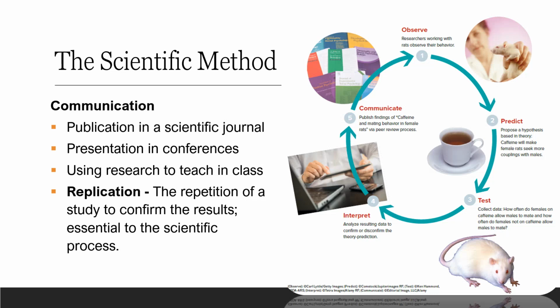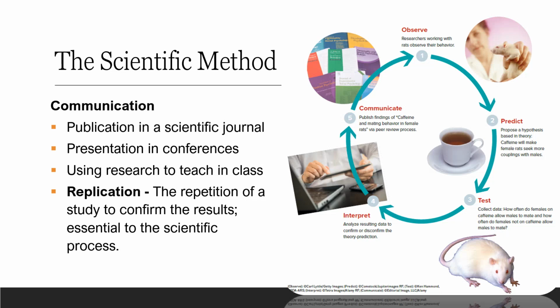scientific journal. So there are a lot of journals that you can see online. For example, Journal of Positive Psychology, Journal of Cognitive Psychology, Journal of Psychotherapy, Journal of Anxiety Disorders, Current Psychology, Journal of Educational Psychology. So there are a number of journals wherein they publish research under the umbrella of psychology. You can also present your paper in conferences. You can use research to teach in class.